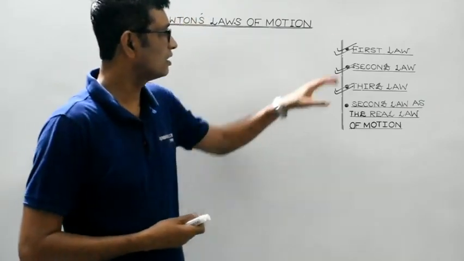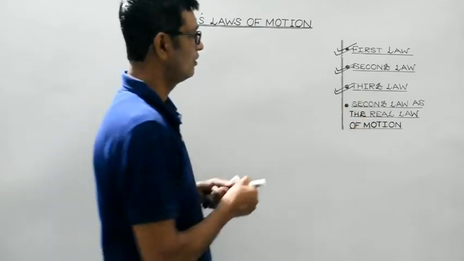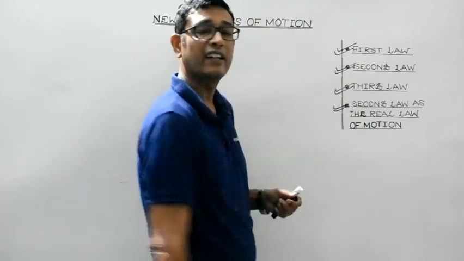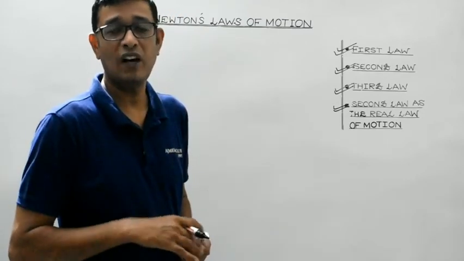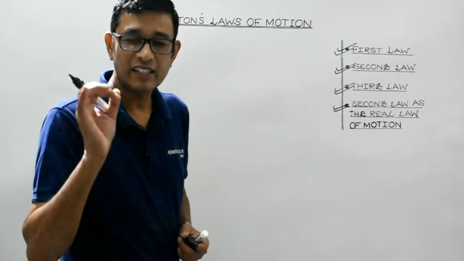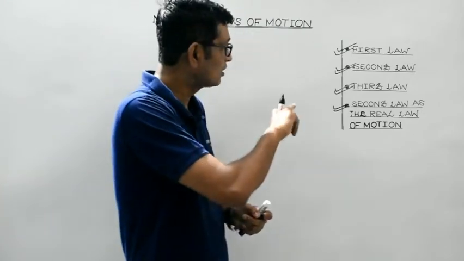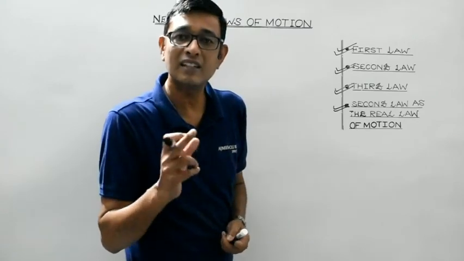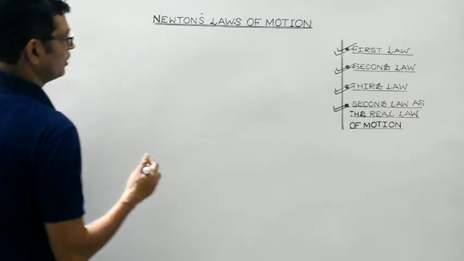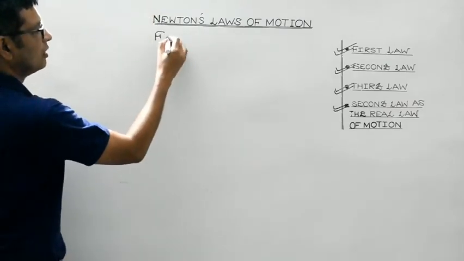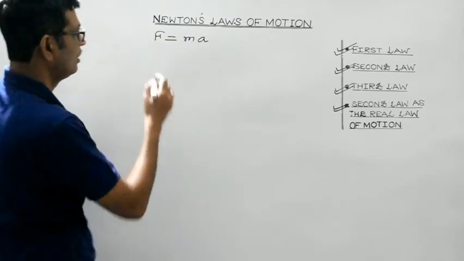Now since we have discussed all the three laws, we need to consider the last topic, which is Newton's second law. It is actually the real law of motion. Why is it called so? Newton's second law is known as the real law of motion because Newton's first law and Newton's third law both are contained in Newton's second law. Let me clarify this point. Now we know that force is equal to mass into acceleration. This is the consequence of Newton's second law.